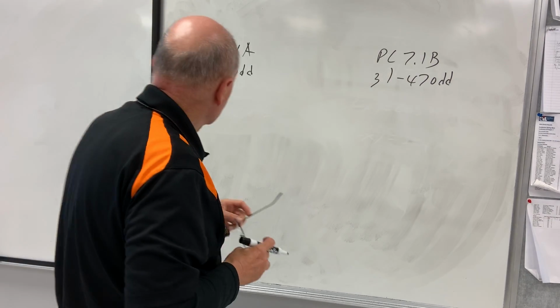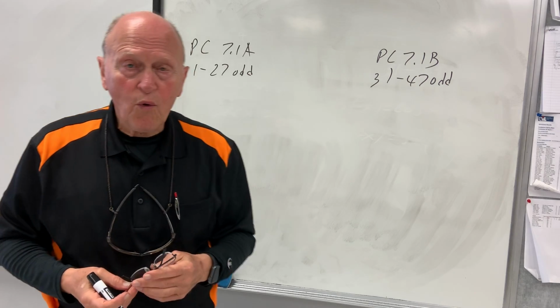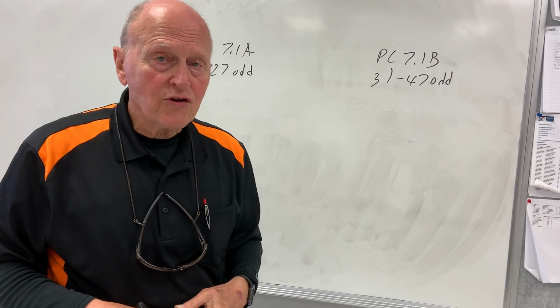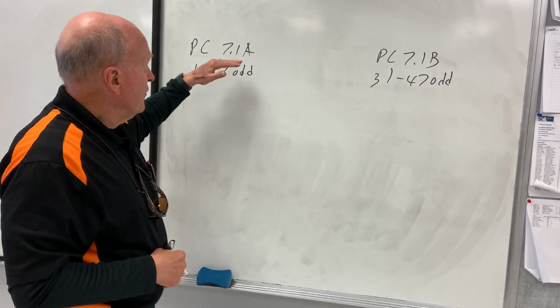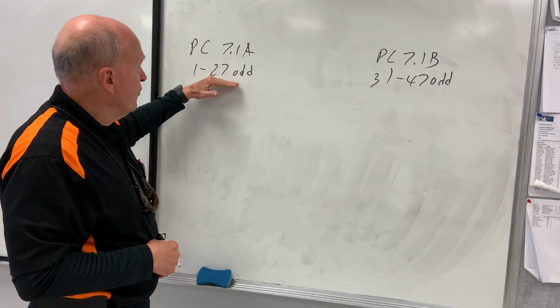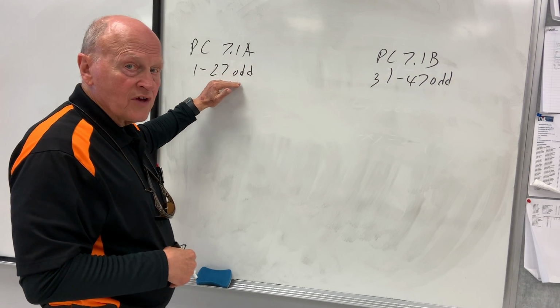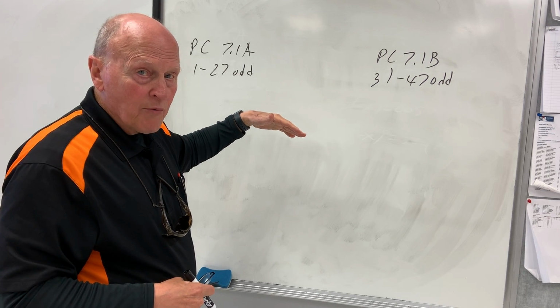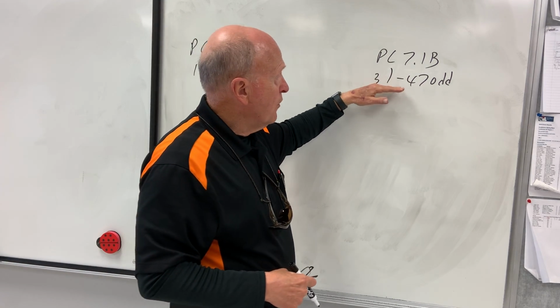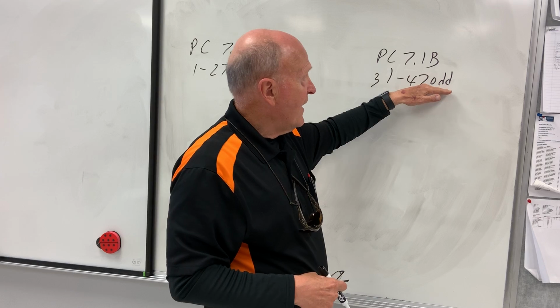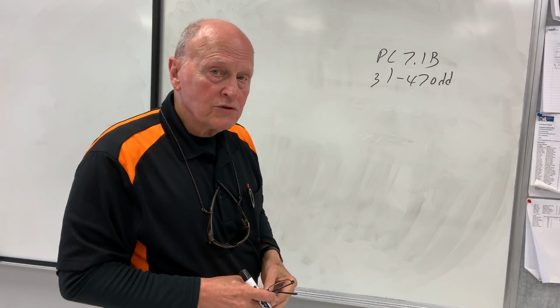Okay, this is our lesson on section 7.1. I intend to divide it into two parts. The first part of it, we're going to do 1 through 27 odd. We're going to be simplifying trigonometric expressions. On 31 through 47 odd, we'll assign those, and those are identities.